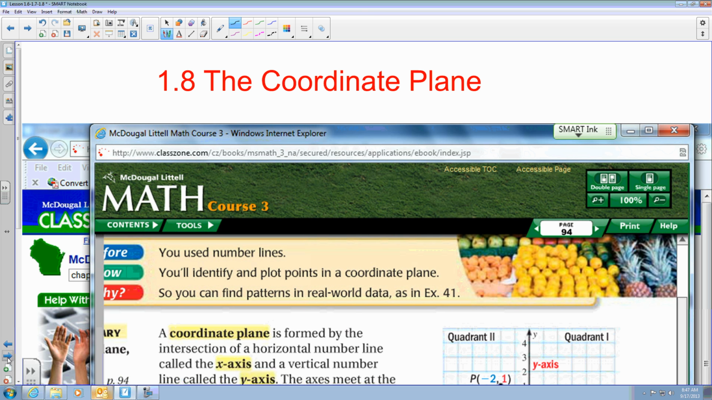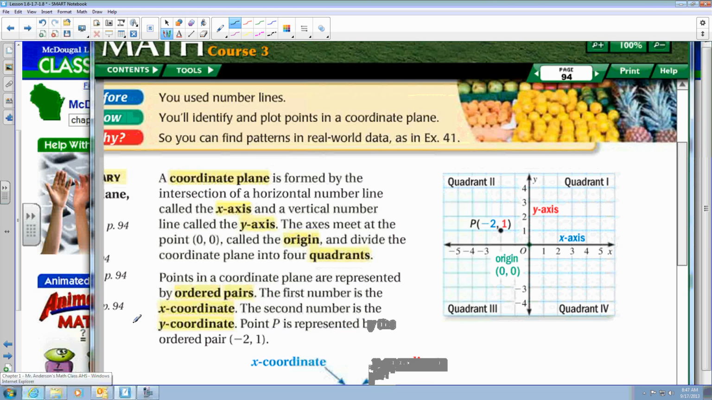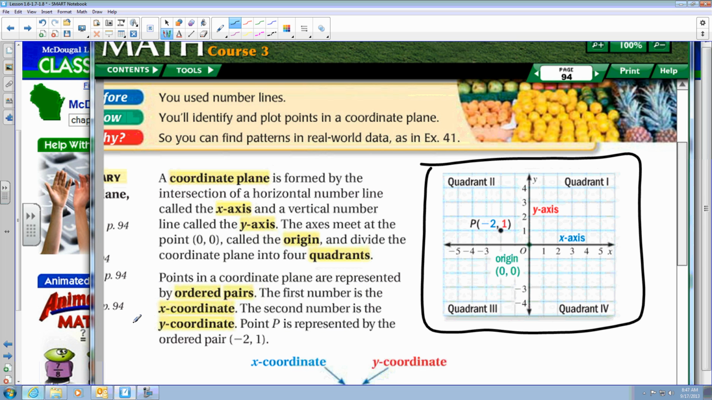Last section in chapter 1 deals with the coordinate plane. And if you look here, this is an example of the coordinate plane. The coordinate plane is formed by the intersection of a horizontal line called the x-axis and a vertical line called the y-axis. The axes meet at a point 0, 0 called the origin and divide the coordinate plane into what is called 4 quadrants. Points in a plane are represented by an ordered pair.